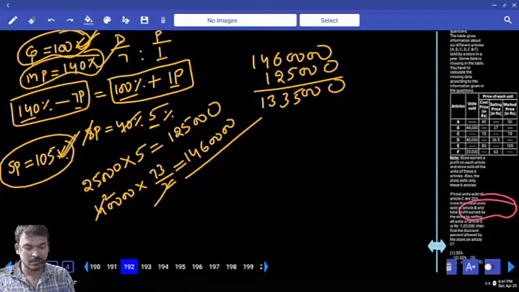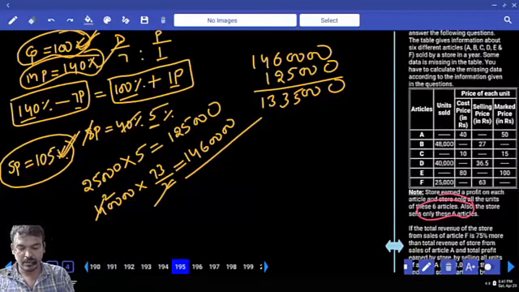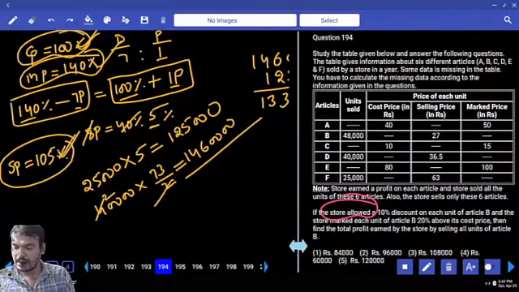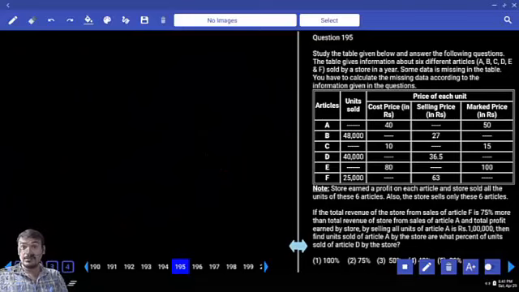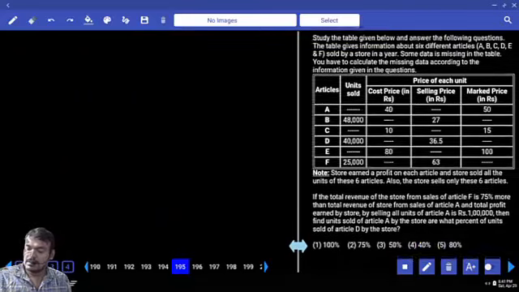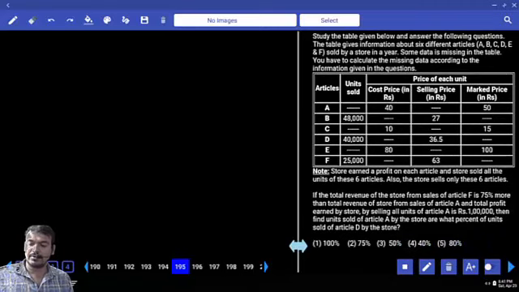Next question number 190, 191 complete. Next 194 already completed. 195. If the total revenue of the store from sales of article F is 75% more than the total revenue of the store from sales of article A, and total profit earned by the store by selling all the units of article A is 1 lakh, then find the units sold of article A by the store, or what percent of units sold of article D by the same store?